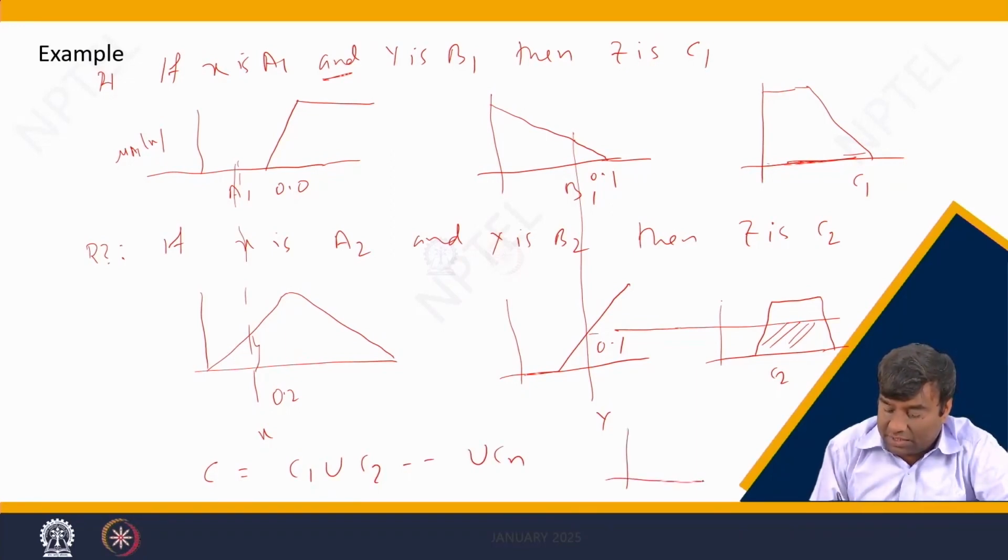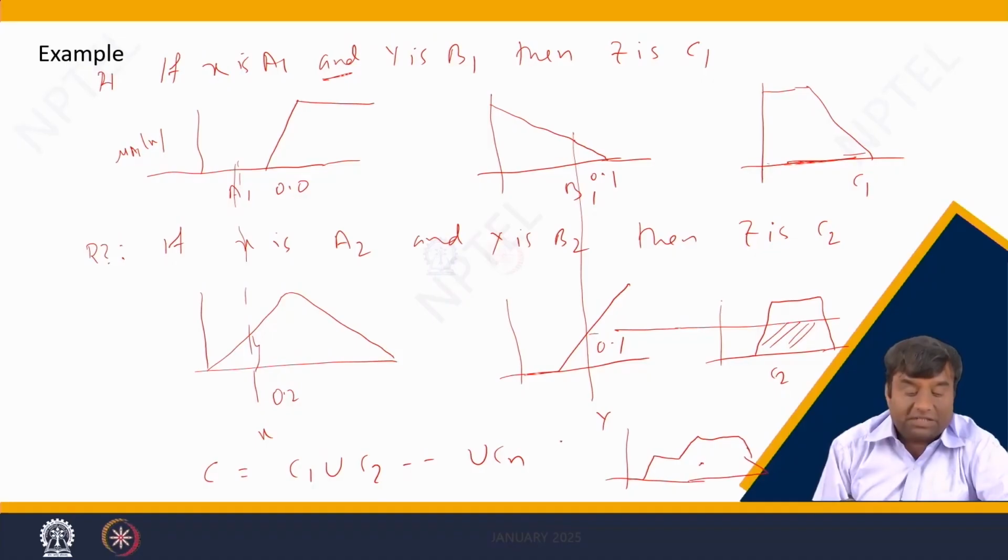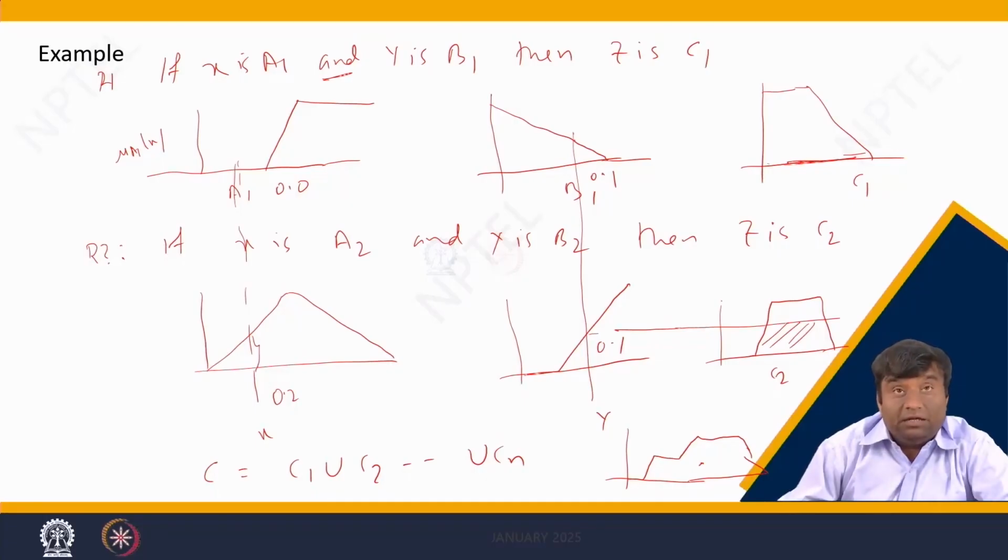So ultimately you will get this type of picture, or it depends on the other C1, C2. So here you need to find the defuzzification value to get the exact output. So that is the rule, basically the Mamdani rule. So try to understand another example.